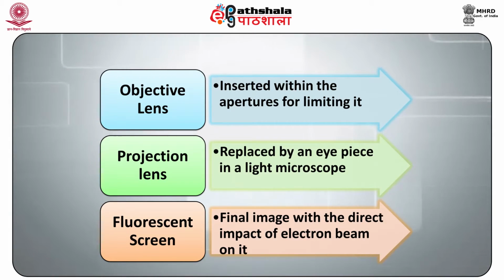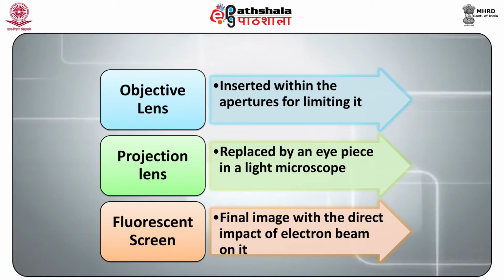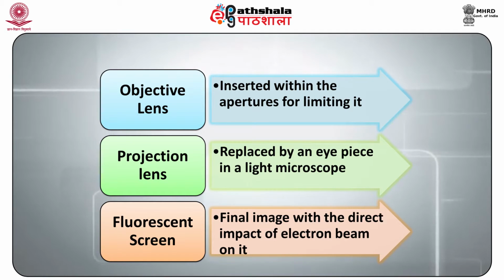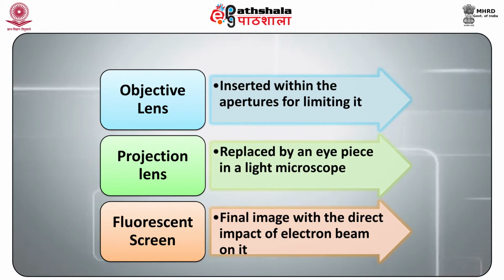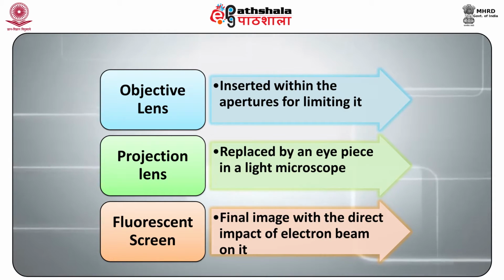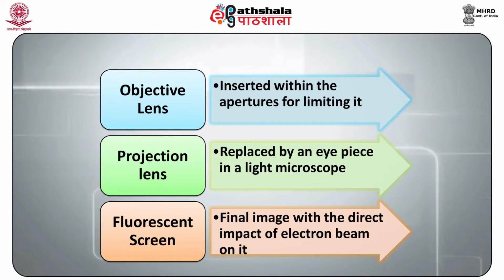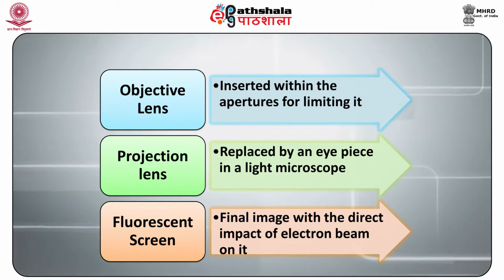Then comes the objective lens, an objective lens inserted within the aperture for limiting it. Another part is the projection lens. This is the lens which has been replaced by an eyepiece in a light microscope. Then is the fluorescent screen. The fluorescent screen shows the final image with the direct impact of the electron beam on it. The material used for coating the screen is lead sulfide. Since electrons are unable to penetrate through matter, their path needs to remain evacuated.